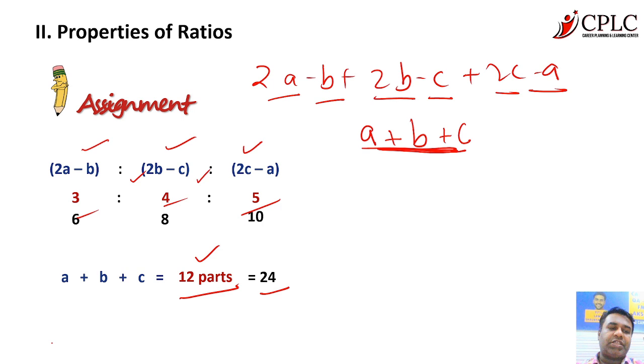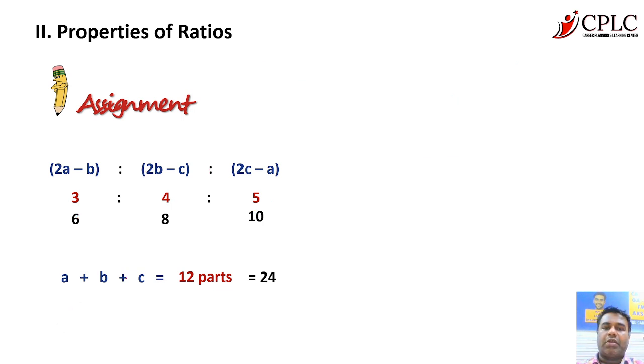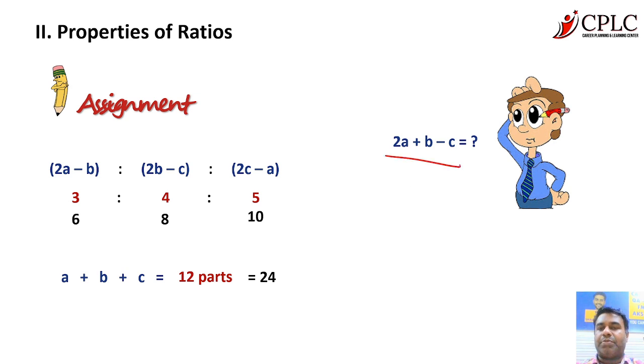Question says find the value of 2a plus b minus c. Now 12 parts is 24. All I need to do is double these values. So 3 doubled is 6, 4 doubled is 8, 5 doubled is 10.